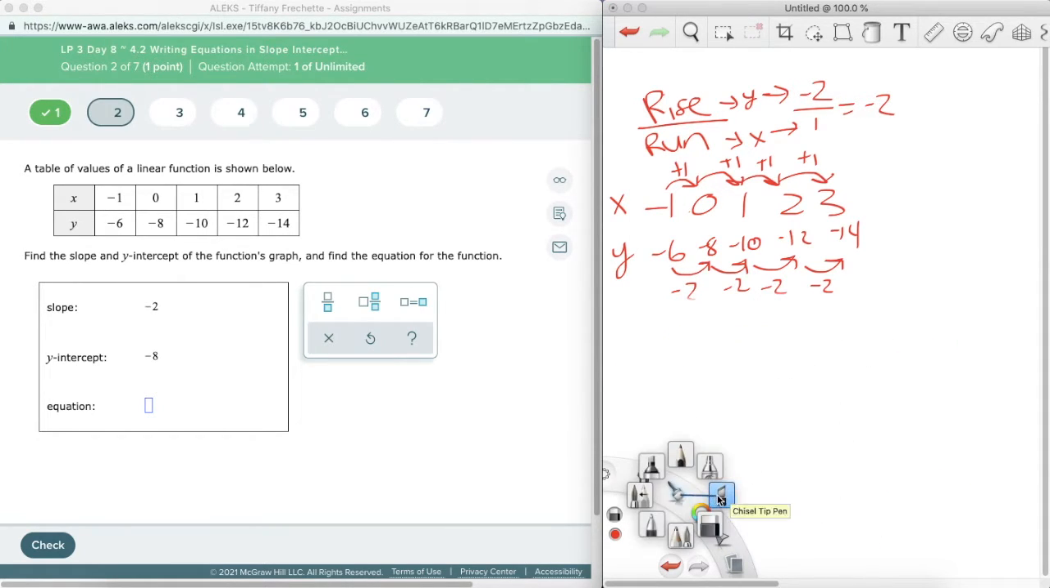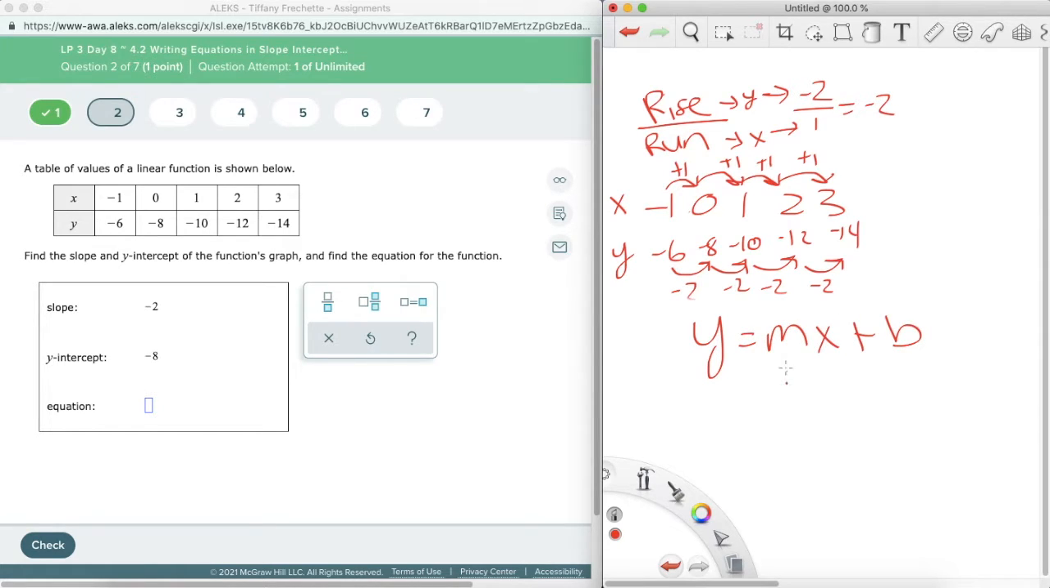So we want y equals mx plus b. Well, m is my slope. We just found that. That's negative 2. And b, that's your y-intercept, which we identified as negative 8. So now I'm just going to fill the rest of this in. y equals negative 2 times x. Do I have to put plus negative 8? No. I would just put minus 8 on there.